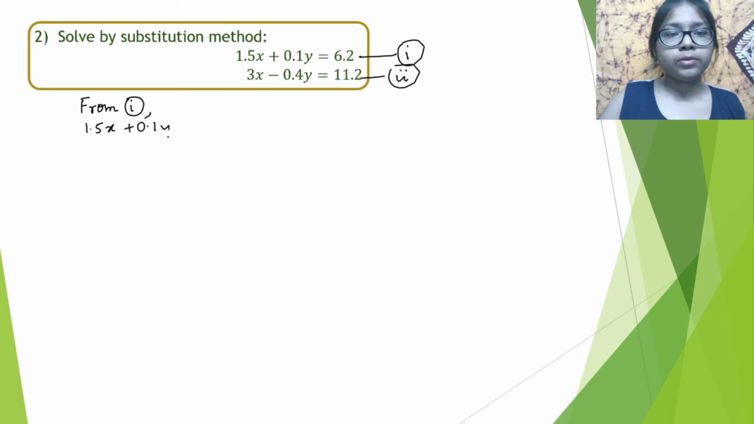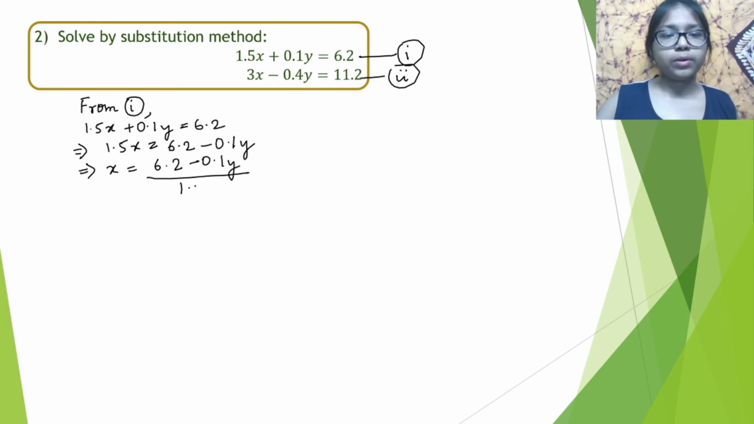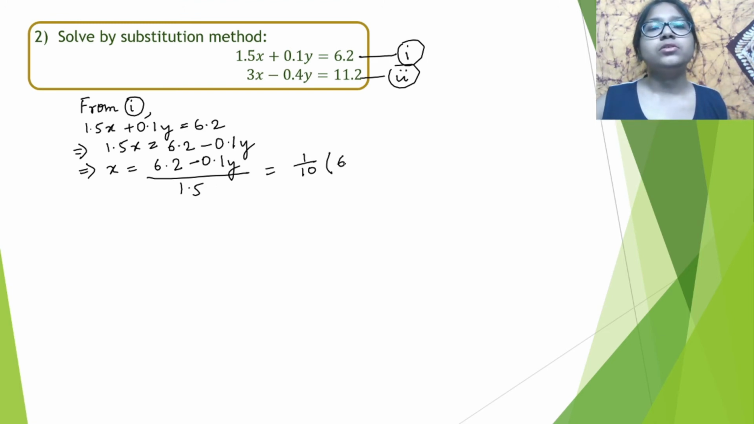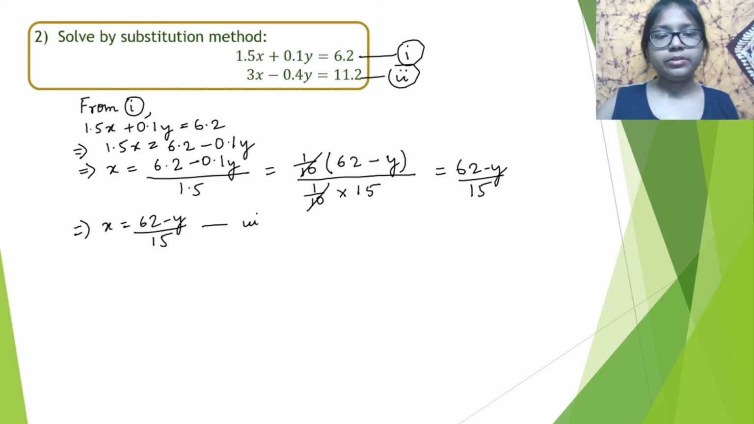1.5x plus 0.1y equals 6.2. Okay. 1.5x equals, 0.1y will come to the right hand side and will become negative, 6.2 minus 0.1y. And x will be 6.2 minus 0.1y by 1.5. Take common 1 by 10. So it will become 62 minus y. Here also you can take common 1 by 10 and it will become 15. 1 by 10, 1 by 10 got cancelled, equals 62 minus y by 15. Just to simplify it, let's say this is equation number 3.